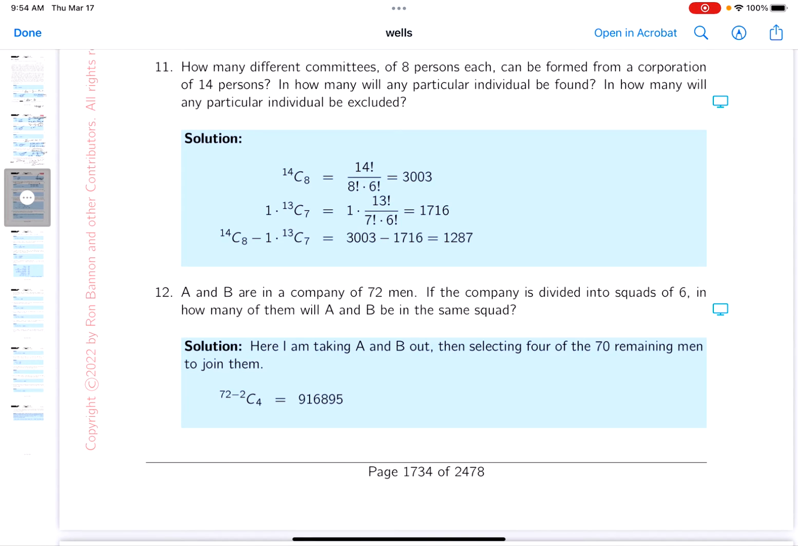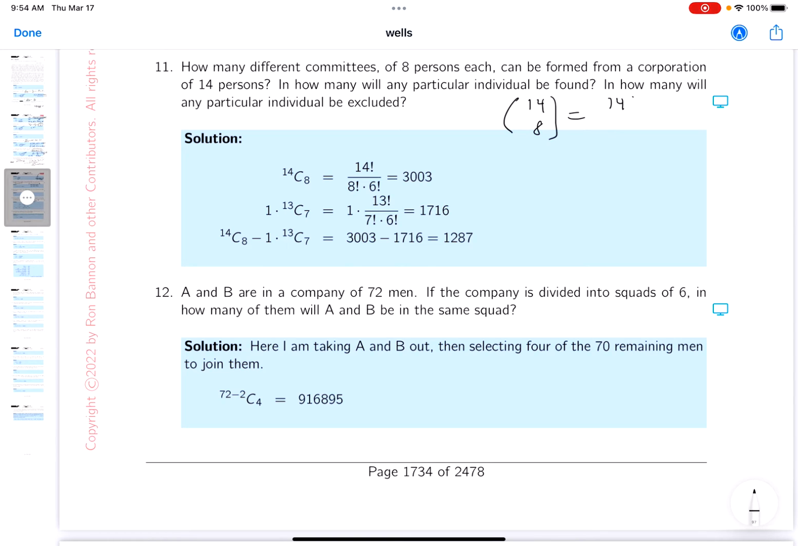Okay, this is a combinatorial problem, and what you have is how many different committees, and you're going to be selecting 8 persons from 14 persons. So, how many different committees could form of 8 persons from 14? There would be 14, and you choose 8 from that, right? So what is it going to be?